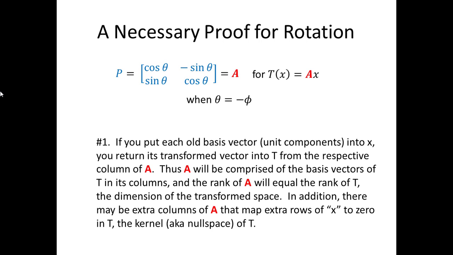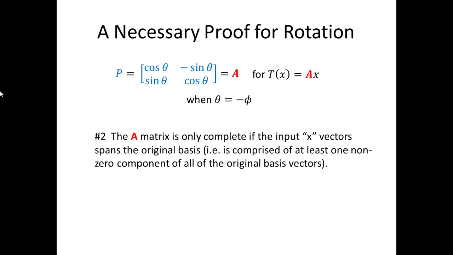In addition, there may be extra columns of A that map, extra rows of x may map to 0 in T, and that's called the kernel, or the null space of T, any vector that maps to 0 in the new space. The A matrix is only complete if the input vectors x span the original basis. It's got to be comprised of at least one non-zero component of all of the original basis vectors.